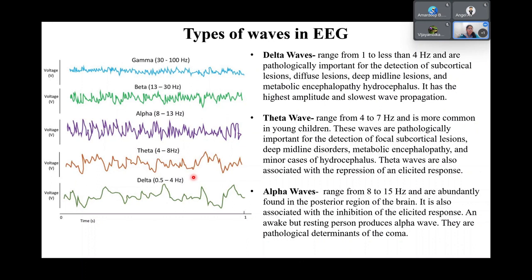Then you have the alpha waves. These are abundant in the posterior region of the brain. So anything which has to look into the posterior region of the brain, the alpha wave will give the information of how well it is. It is associated with the inhibition of elicited response.